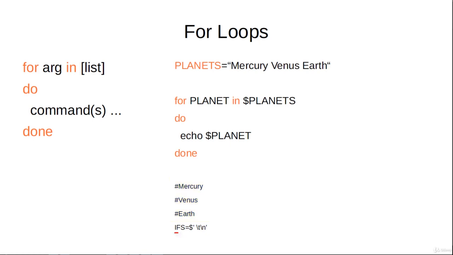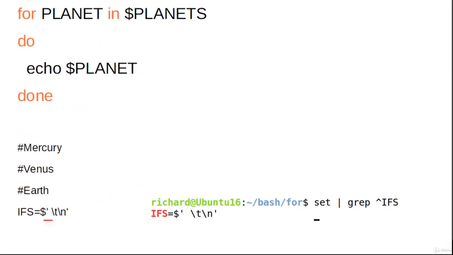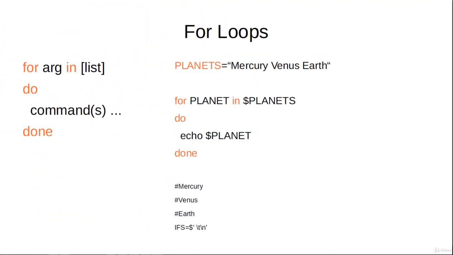Because the internal field separator by default separates by space. The for loop doesn't see only one string. Thanks to the internal field separator, it sees 3 strings: Mercury, Venus and Earth. But if in our example we used quotation marks with the variable planets, we would basically tell it to strictly follow the created string and not separate it. In that case, the for loop would iterate only one time and we would see Mercury, Venus, Earth printed as one string on one line.